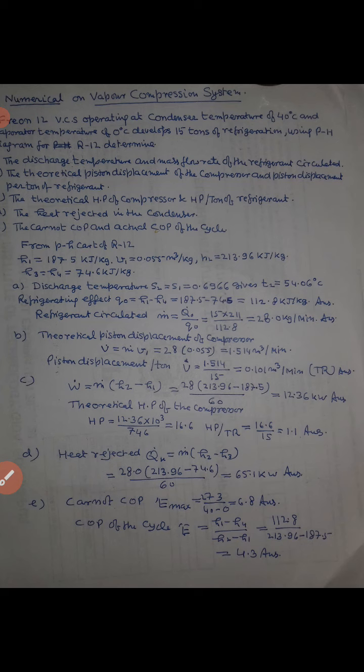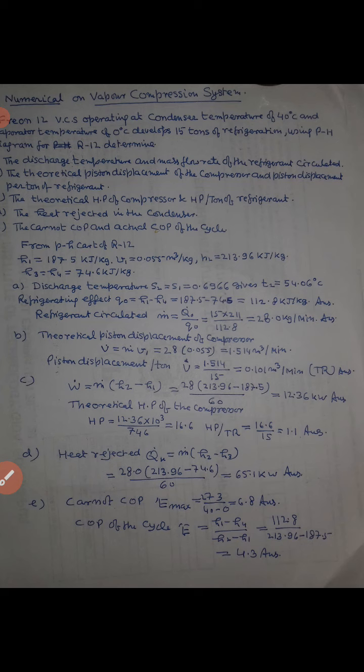H1 is 187.5 kilojoule per kg, V1 that is specific volume is 0.055 meter cube per kg. Then H2, that is enthalpy at point 2. These all points are noted on the pH chart. H2 is 213.96 kilojoule per kg. Then H3 is equal to H4 is equal to 74.6 kilojoule per kg. So these are again the given things which can be found from the table of R12 or Freon 12.